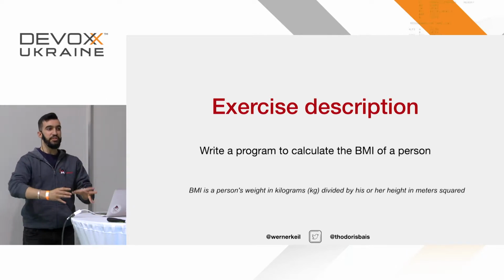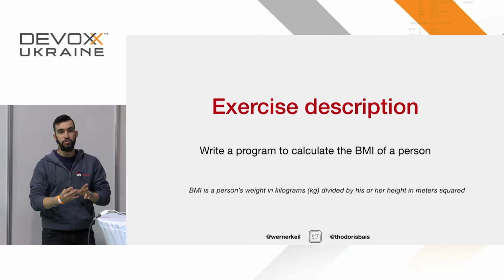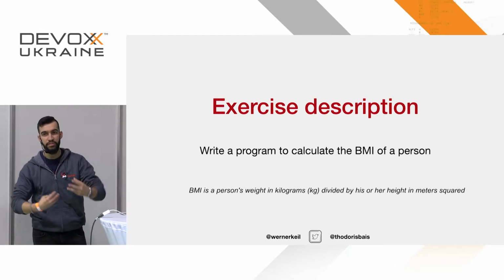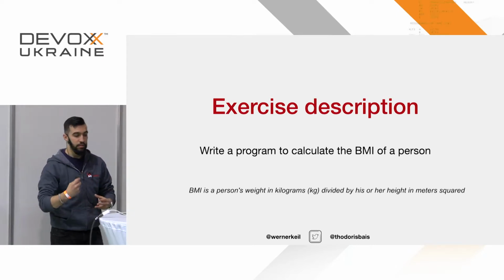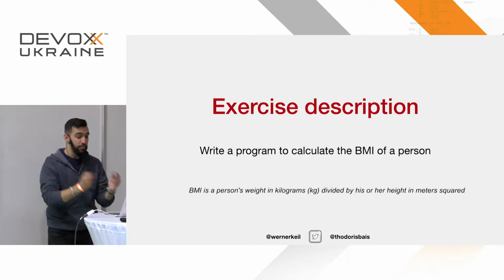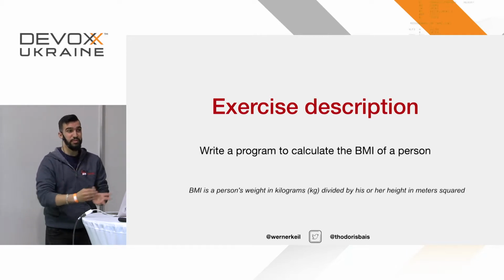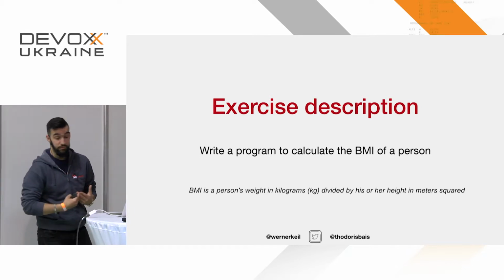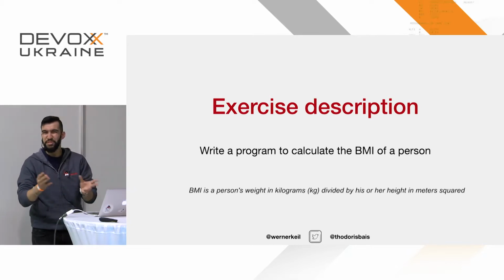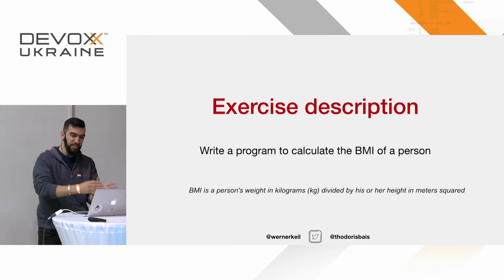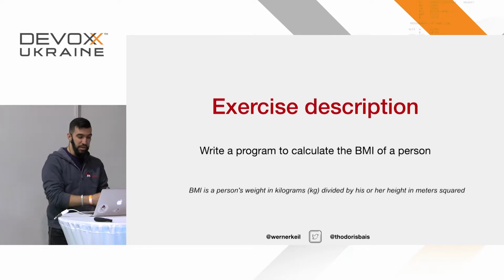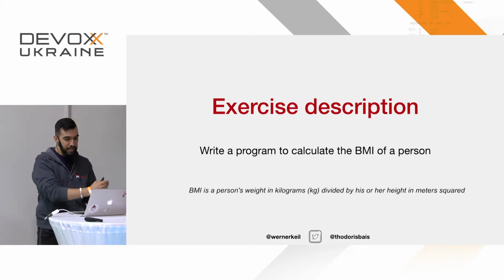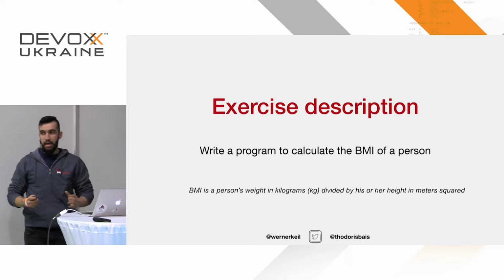What would be the easiest example to start investigating the units of measurement API for JSR 385? Yes, BMI, body mass index, right? So what is the body mass index of a person? And we'll take myself as an example. So what is body mass index, first of all? The body mass index, let's read the definition together, is a person's weight in kilograms divided by his or her height in meters squared. How could we do that?